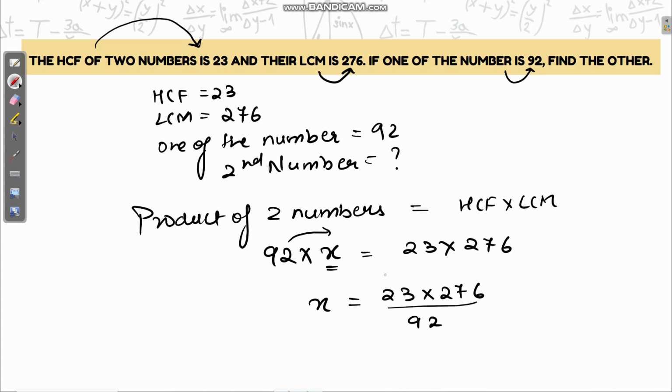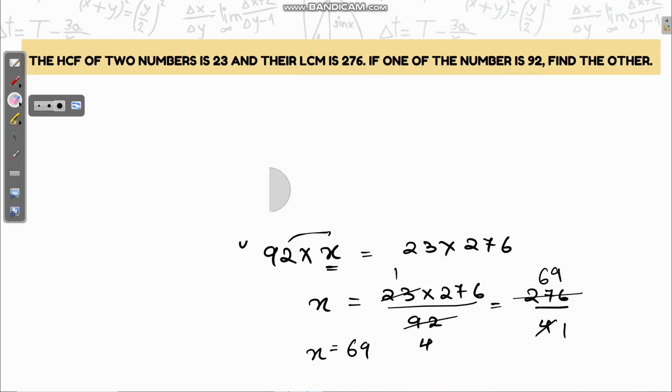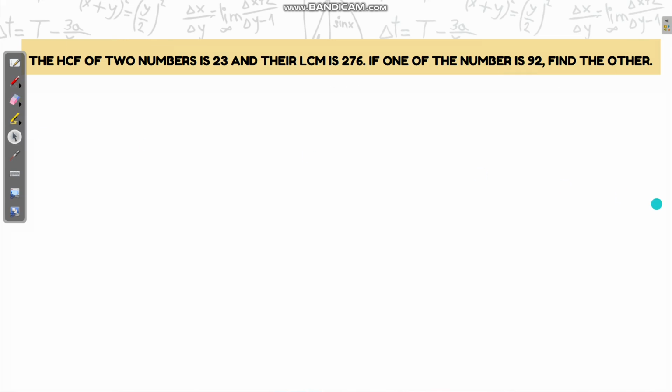Now you can cancel out by 2 also, or 23. See, if you notice, 23 ones are 23, 23 fours is 92. Now you are remaining with 276 upon 4. 4 ones are 4, 4 sixes is 24. This will become 36, so 9. So your second number is 69. So your second number over here is 69. So this is how we use the formula, the relationship between HCF and LCM to find either LCM, HCF, or the second number or the first number. So let's move on to the next slide.